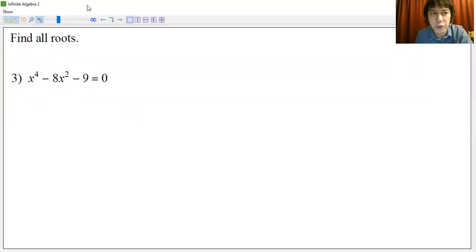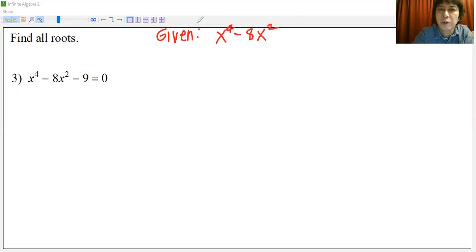Find all roots of the equation x to the fourth minus 8x squared minus 9 equals 0. Start from the given. We have x to the fourth minus 8x squared minus 9 is equal to 0. Okay, substitution now. We can use any letter. Let's go back to our substitution, u. Let u equal x squared.